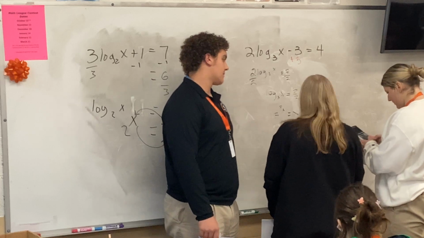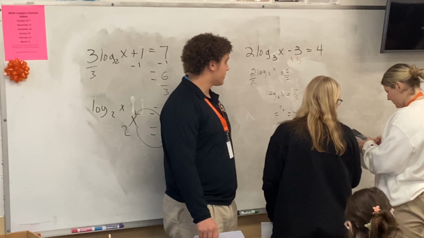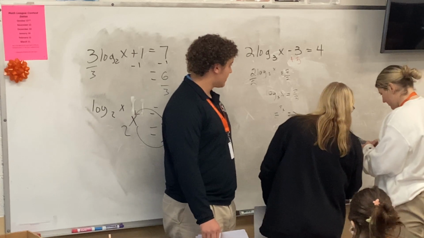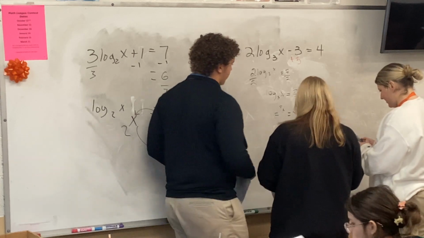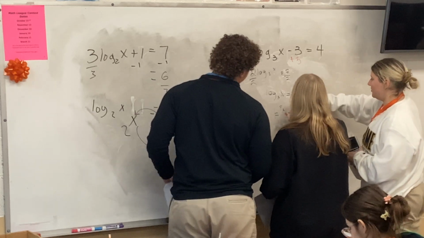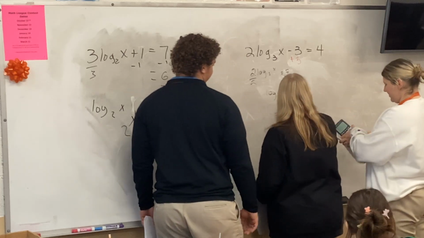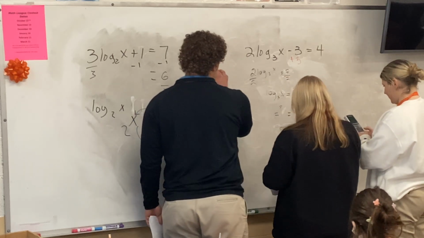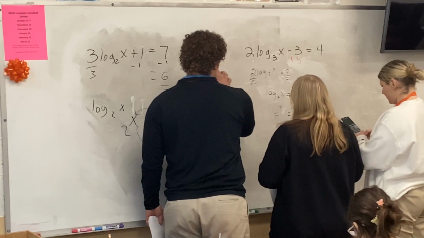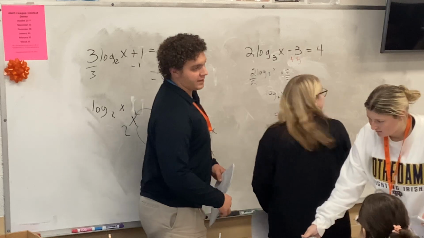I got 15 and 12. What about you? I got 15 and 12. How'd you get 2? E is 15, F is 12. I got 4. No, this is 2. Yeah, I got 4 as well. And then I got 3.